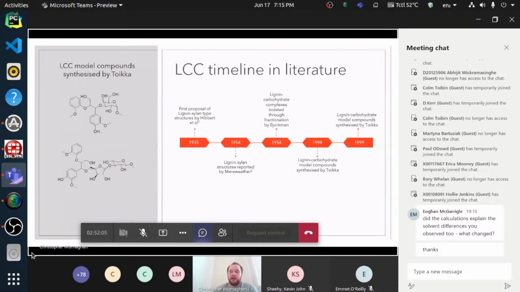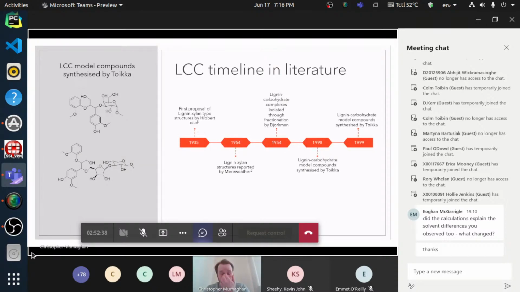A bit of a timeline here about lignin carbohydrate complexes. They date back to 1935 when they were first proposed. This lignin-xylan structure was proposed by Hibbert when he was breaking down wood pulp. He said that this was one of the most prevalent pieces found within the composition of the wood pulp. It wasn't until '54 that it was revisited by Merriweather, when the structures were actually proposed, and then in '54 again, Bjorkman, through fractionation, actually isolated some of these complexes.